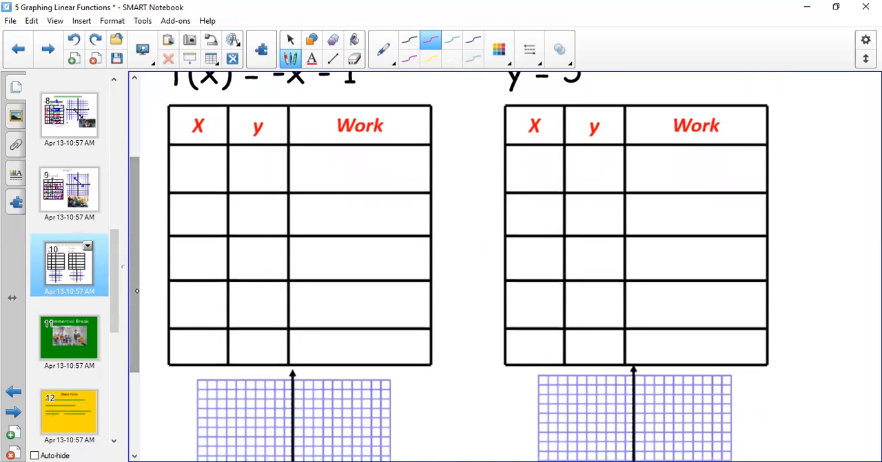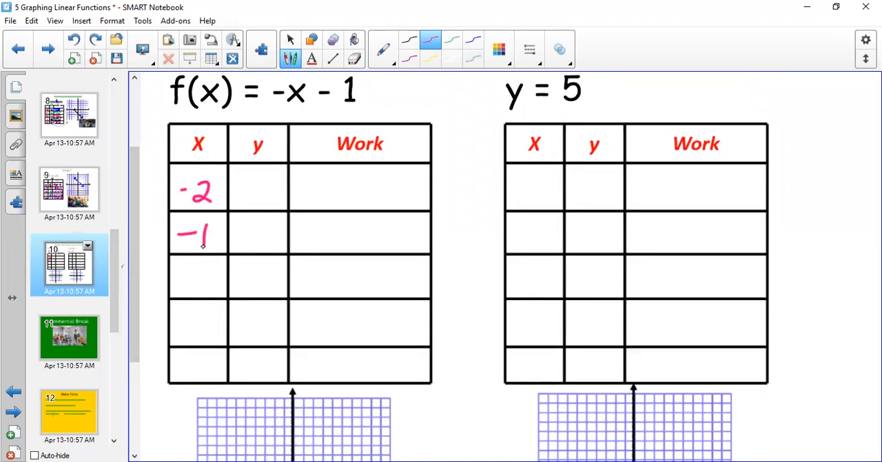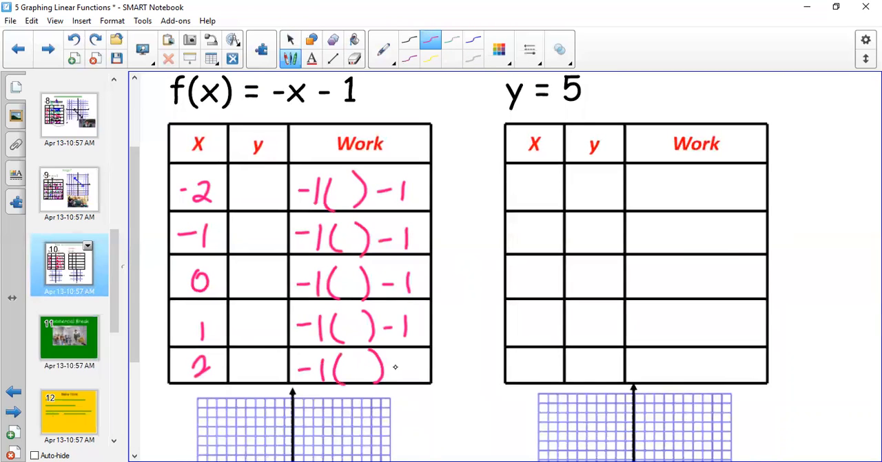All right, here should have been the answer for the first one. So -2, -1, 0, 1, 2. Again, -1 times our x on all of these, and then subtract 1. Sometimes it's easier just to fill them all in at the beginning like I'm doing. And then we plug in -2. So that would have been +2 minus 1, 1. This would have been +1 minus 1, 0. This would have been -1 times 0, which is 0 minus 1, -1.